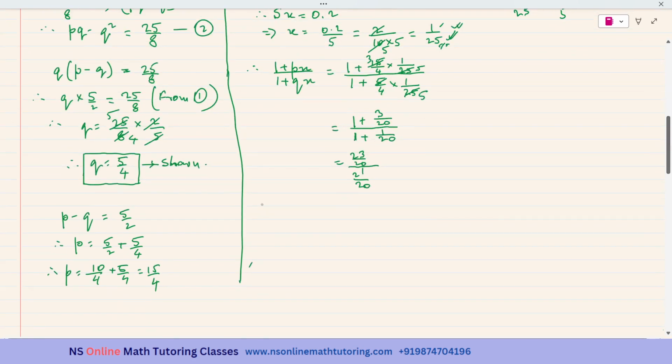So therefore, square root of 1.2 is approximately equal to 23 over 20 divided by 21 over 20, equal to 23 over 20 times 20 over 21. So it will be equal to 23 over 21. Okay. M over n, where m and n are integers.